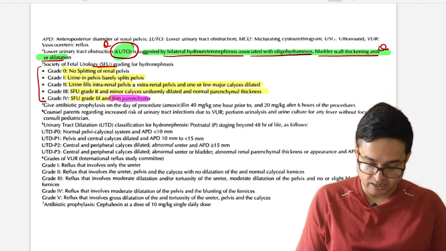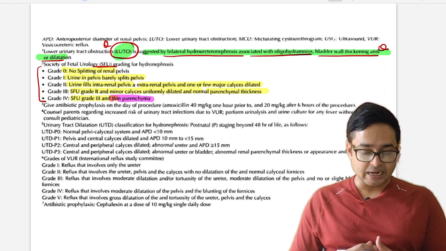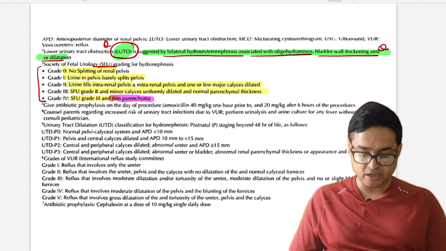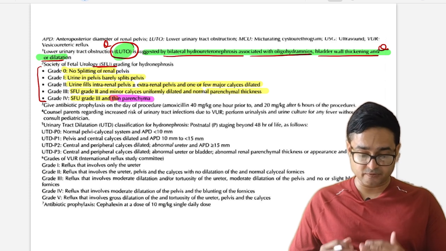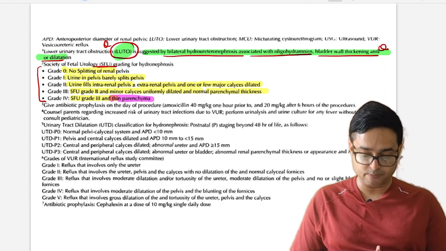Okay, so this is important. If thin parenchyma is given, it is grade 4. Just pause this video and revise this because this is important, ultra important.